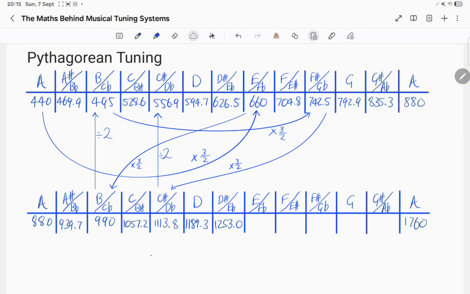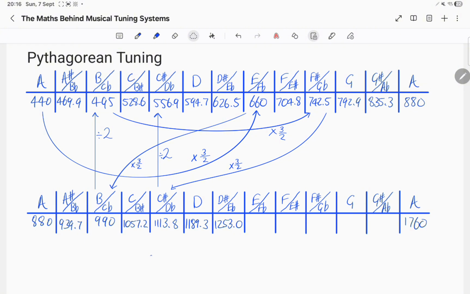From here, we can multiply again by 3/2 to get F sharp at 742.5 Hz. Note here that I am keeping all of these frequency values to one decimal place. From there, we can multiply by 3/2 again to get C sharp, the octave up, as 1113.8 Hz, and then we can divide that again by 2 to get C sharp as 556.9 Hz. Using this method, we can fill out the entire table.